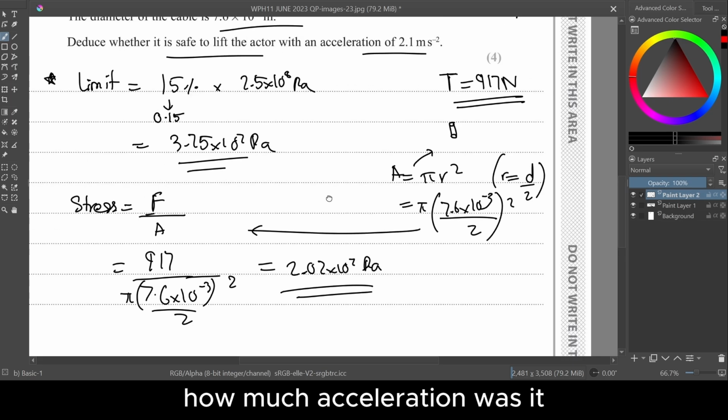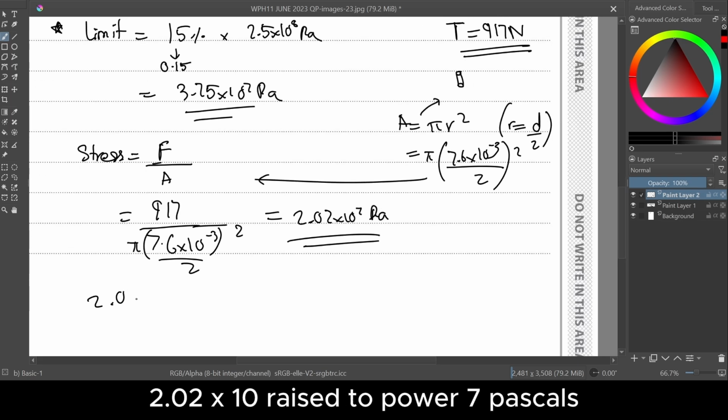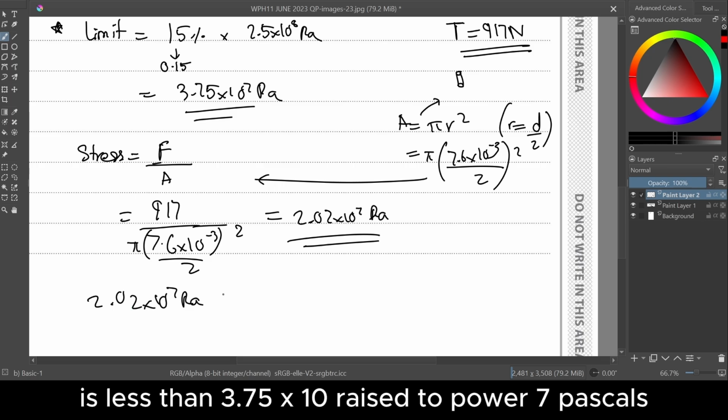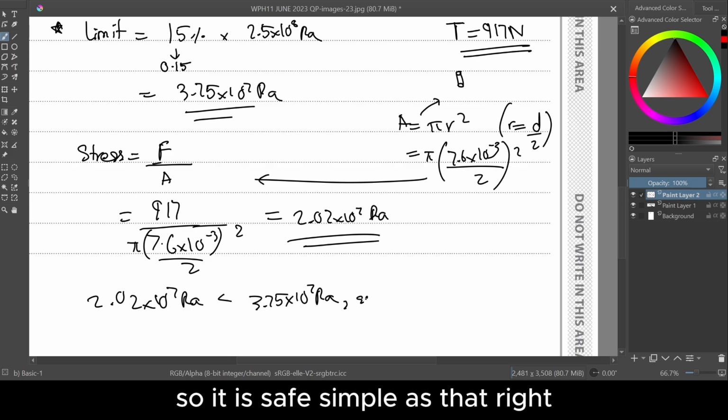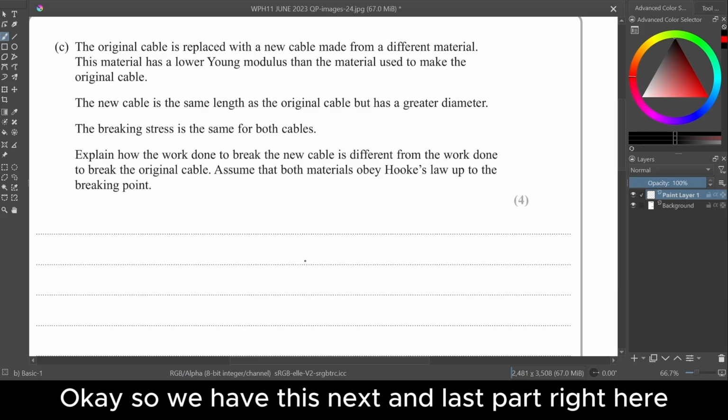Or how much acceleration was it? 2.1 acceleration. You simply say that 2.02 times 10 to the power 7 pascals is less than 3.75 times 10 to the power 7 pascals. So it is safe. Simple as that, right? Okay, so we have this next and last part right here.